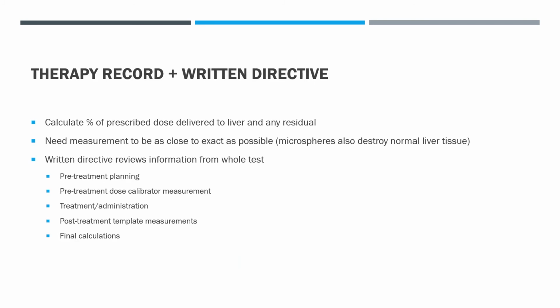you have to do a bunch more paperwork. You have to complete that therapy record I was talking about before, where you're going to measure the dose again after the fact from every 90 degrees, and then you're going to use those measurements, the percentage shunting, the dose delivered, and the dose that was measured before you injected, all this data, to calculate the amount of dose that was delivered and the percentage of the prescribed dose that was delivered.